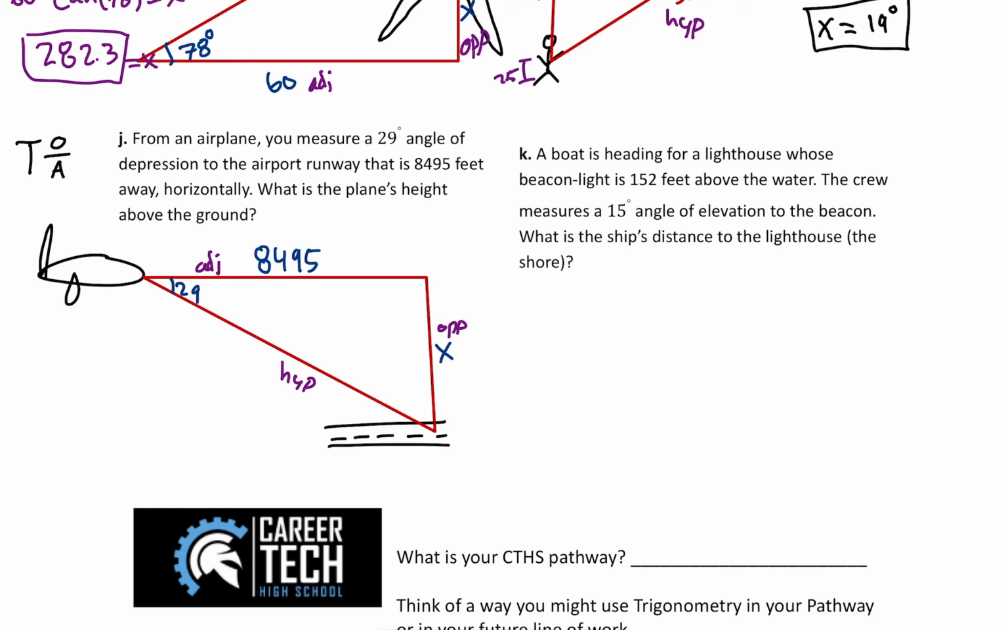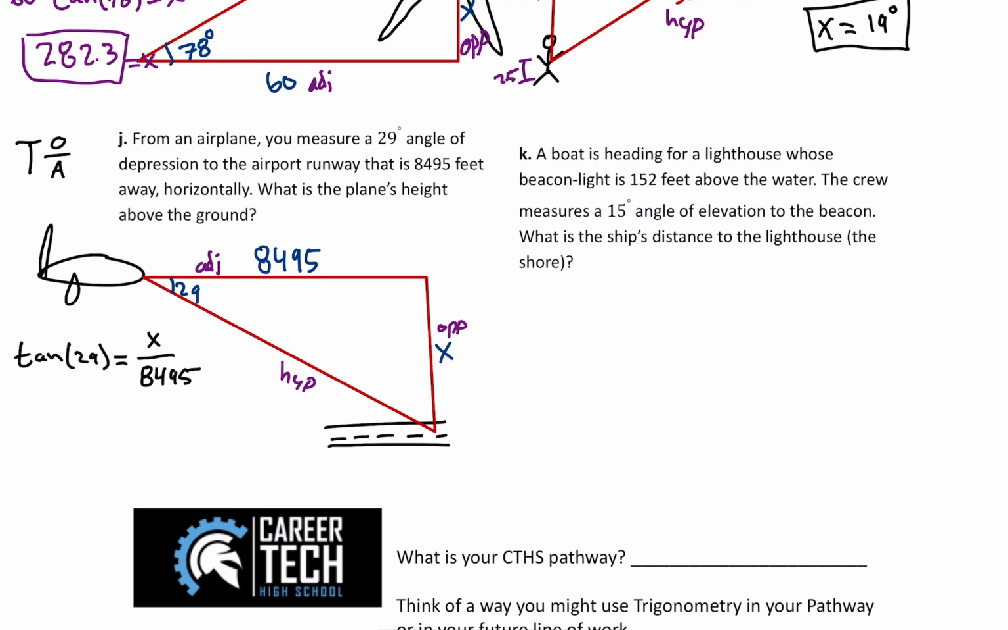And now, step 4, set up a trig equation. So we start with tangent, because that's the trig function we chose. The tangent of our angle, 29 degrees, is equal to our trig ratio, which is opposite over adjacent. So it's x over 8,495. Are we solving for a side length or an angle? We're solving for a side length in this case, so we're going to use a normal trig function.